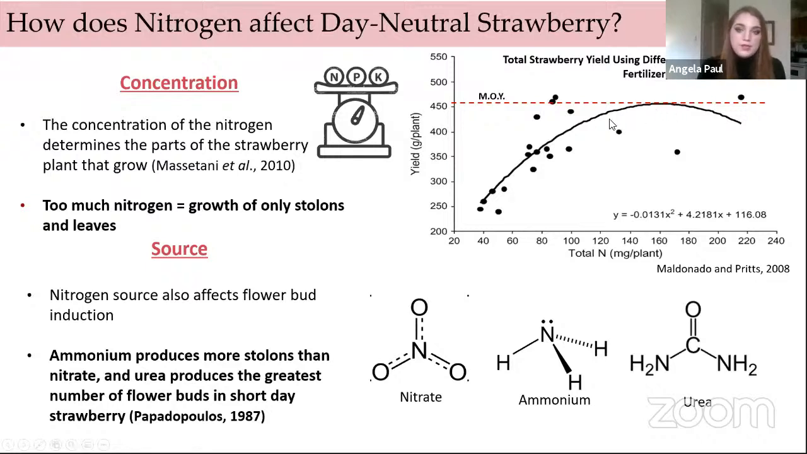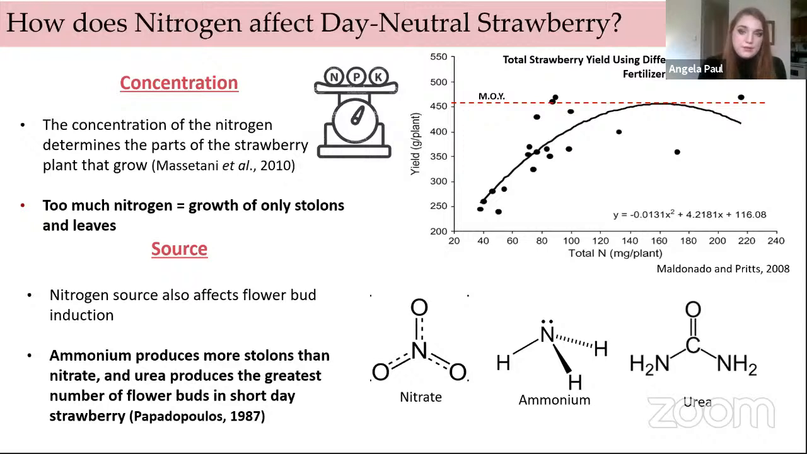So for this project, I wanted to find the nitrogen concentration balance that is most optimal for increasing flower bud induction within day neutral strawberry. Secondly, I also wanted to consider the sources of nitrogen, because I found that that can also have a significant impact on how flower buds are produced.